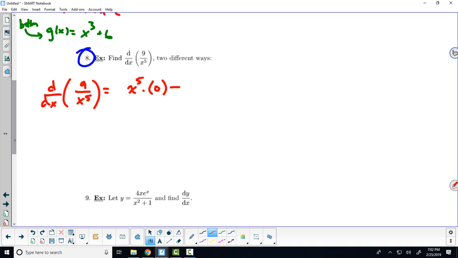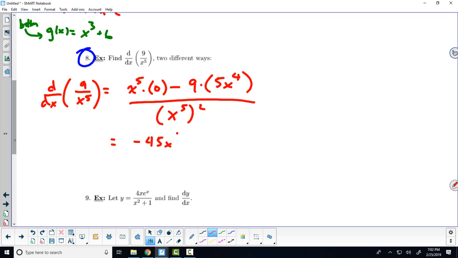Minus, don't forget that minus, it's often dropped. Okay. Minus the top times the derivative of the bottom, all over x to the 5th squared, right? You can say x to the 10th, perfectly fine. So let's clean this up. I think this gives us minus 45 x to the 4th over x to the 10th, correct? But then I could simplify that one step further by writing that as x to the 6th power. Right?